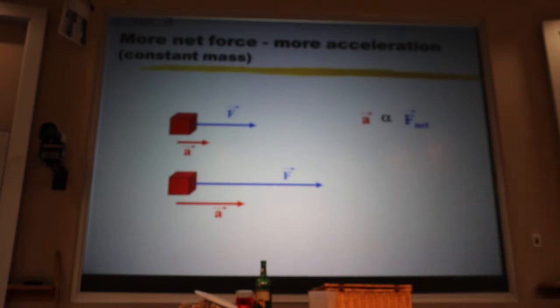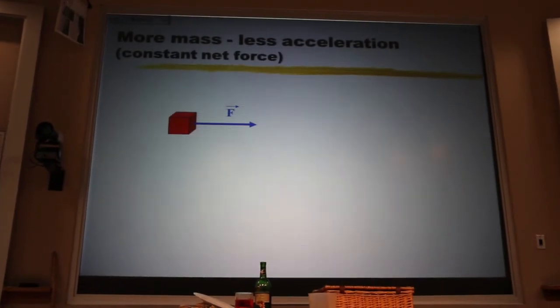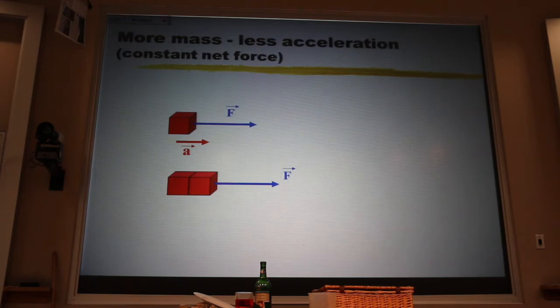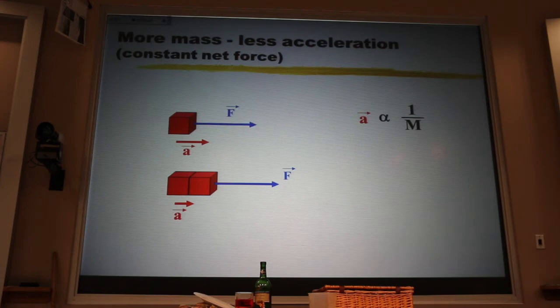Now the next experiment they do, they start with the original, the mass being pulled by the force. They find the acceleration. And this time, instead of doubling the force, they double the mass, the amount of stuff. And what they find is that the acceleration gets smaller. Indeed, with careful measurements, they find that it gets half as big as it was before. So that tells us that the acceleration is inversely proportional to the mass.